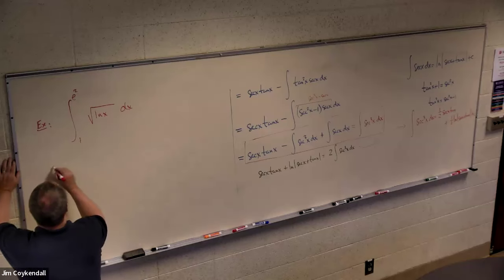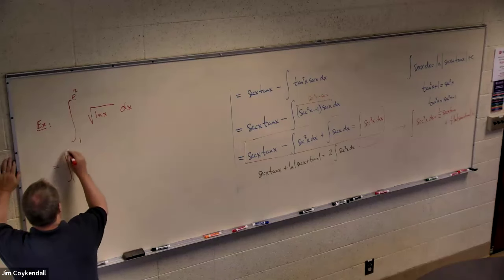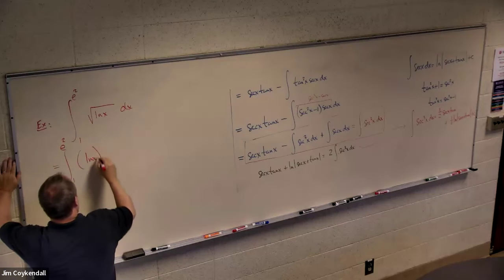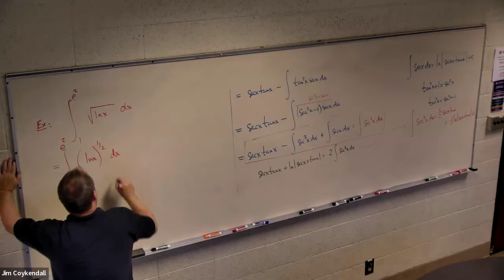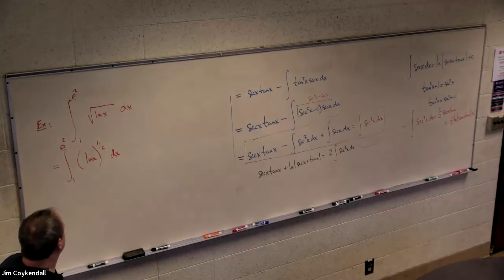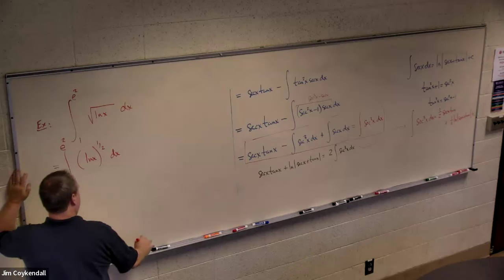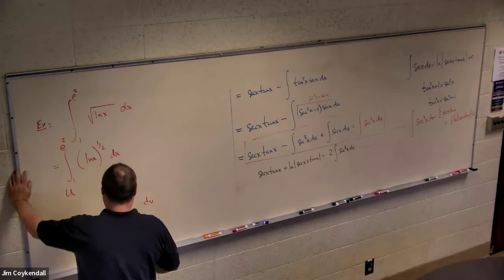This is the integral from 1 to e squared of the natural log of x, 1/2. Okay. u, dv, what should we have?